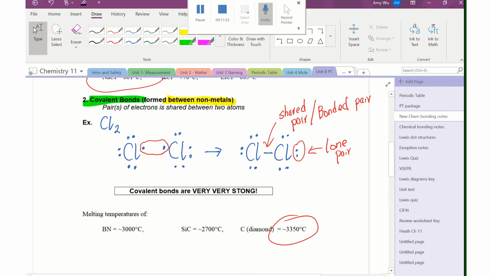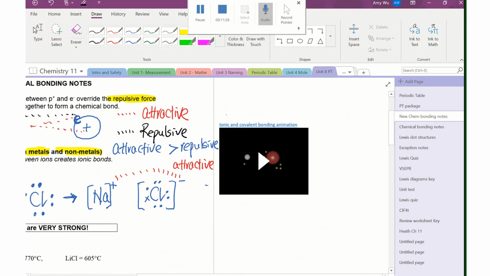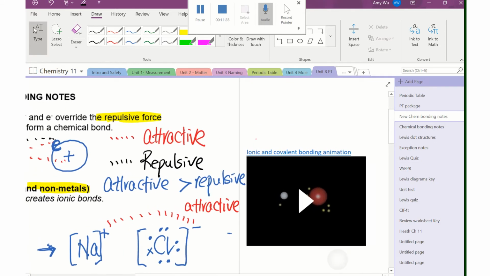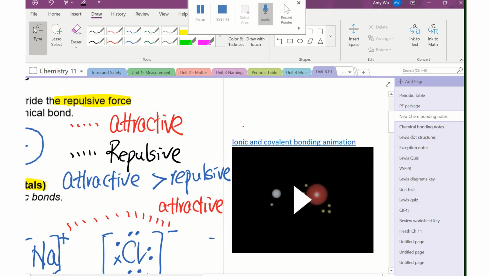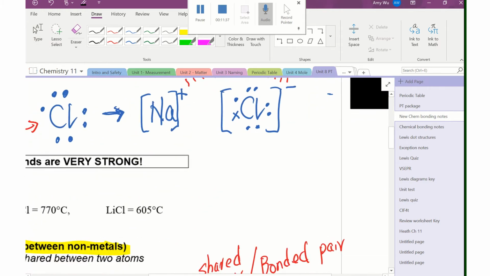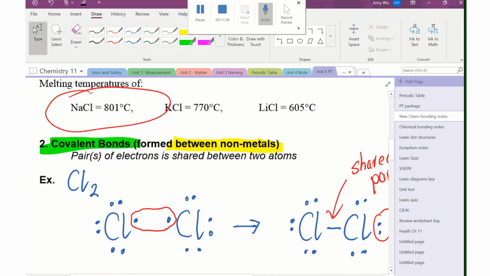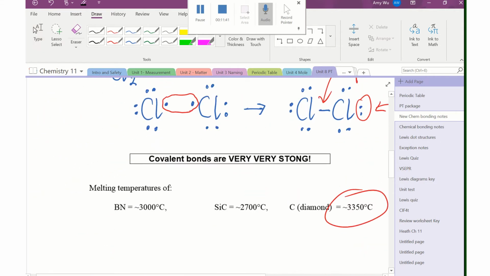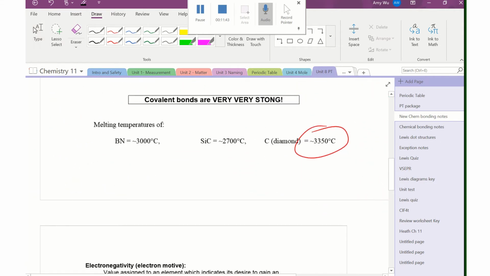So those are the two types of bonds you should know from a couple of years ago. After the lesson, I want you guys to watch this YouTube video. I'll post it on a different tab, but you will see it. It's a YouTube animation on how ionic bonds and covalent bonds are formed. So you guys can watch that after the lesson.